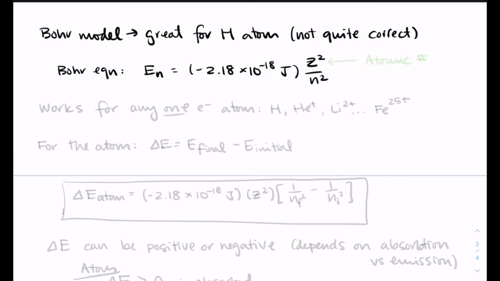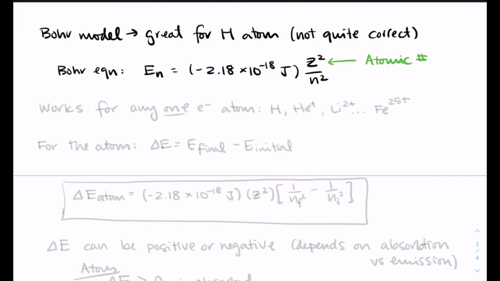So the energy of any level is negative 2.18 times 10 to the minus 18th joules times Z squared over n squared. Z is the same as it was in module 2, way back at this point. It's the atomic number, so it's the number of protons. And n is the level that you are calculating that energy value for. So this works great for any one electron atom.